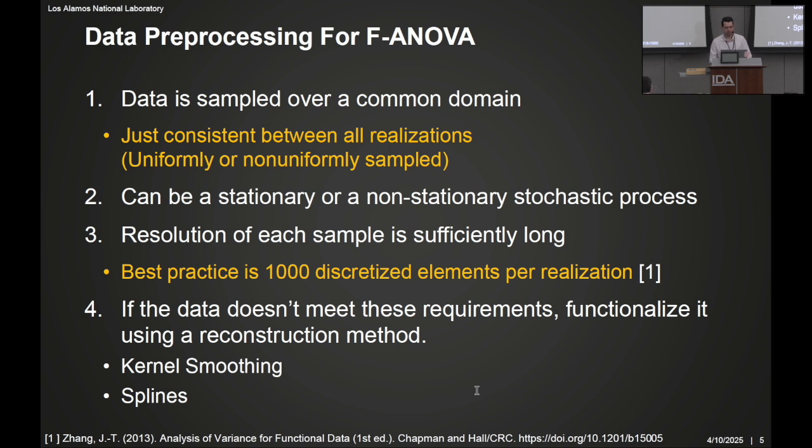So, data pre-processing for ANOVA. What do I need to know to actually utilize functional analysis of variance? One, data has to be sampled over a common domain. It doesn't have to be uniformly sampled.